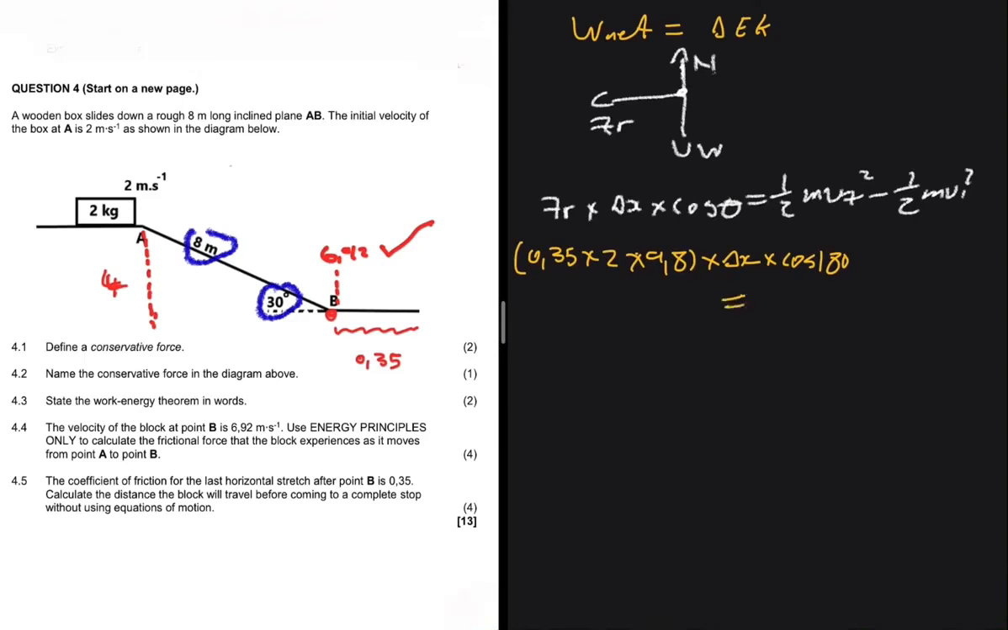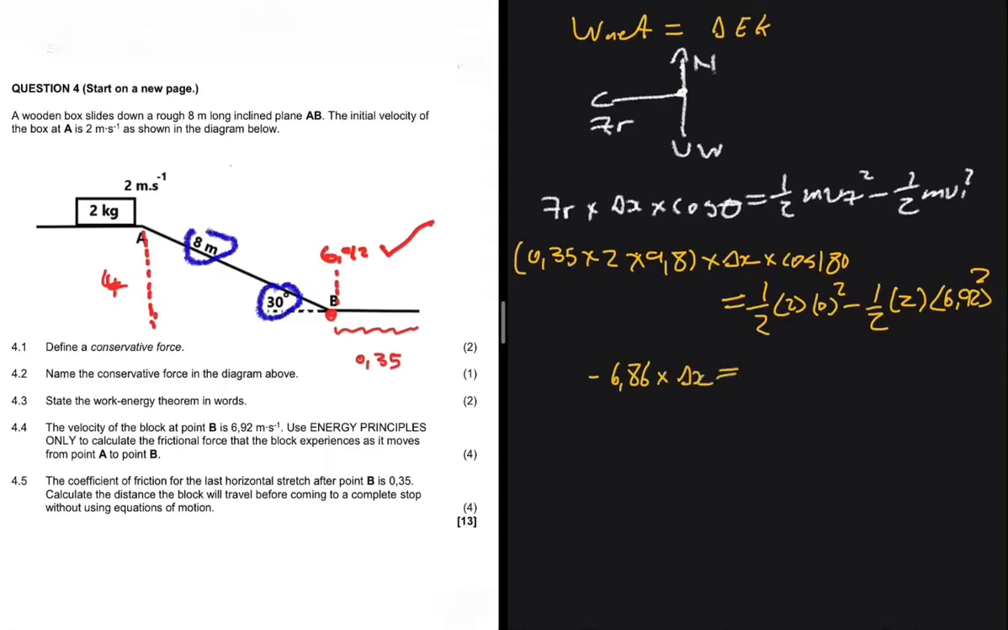So that should all be equal to a half, the mass is 2 kgs, and velocity final, we know that it is 0 if we go into a complete stop, right? And then minus a half, 2 kgs, and then the initial velocity is 6.92 squared, right? So now all we need to do is just solve the right hand side and look for delta x, right? So if you do that, you're going to get minus 6.86 multiplied by delta x is equal to the right hand side.